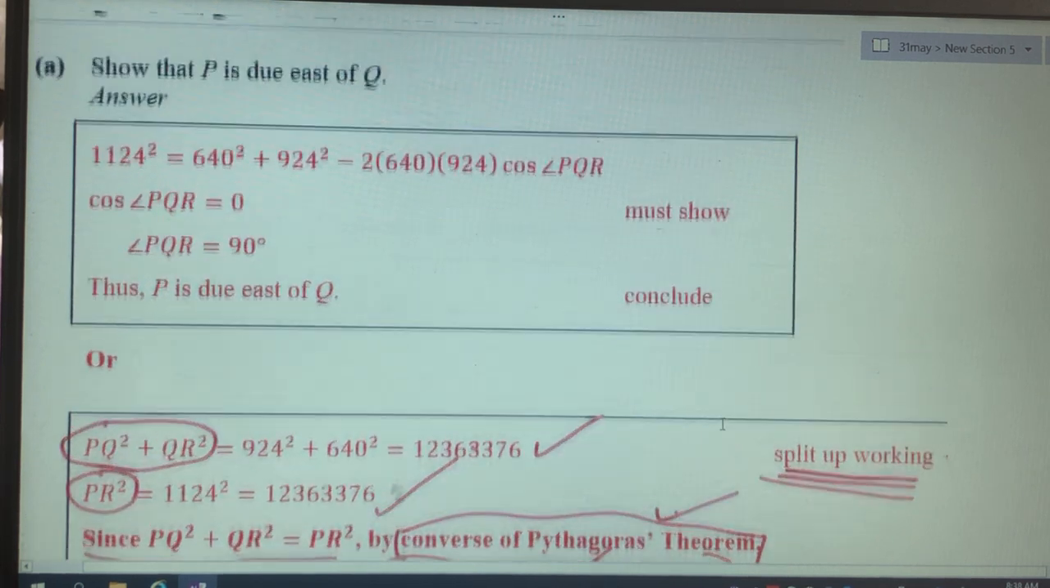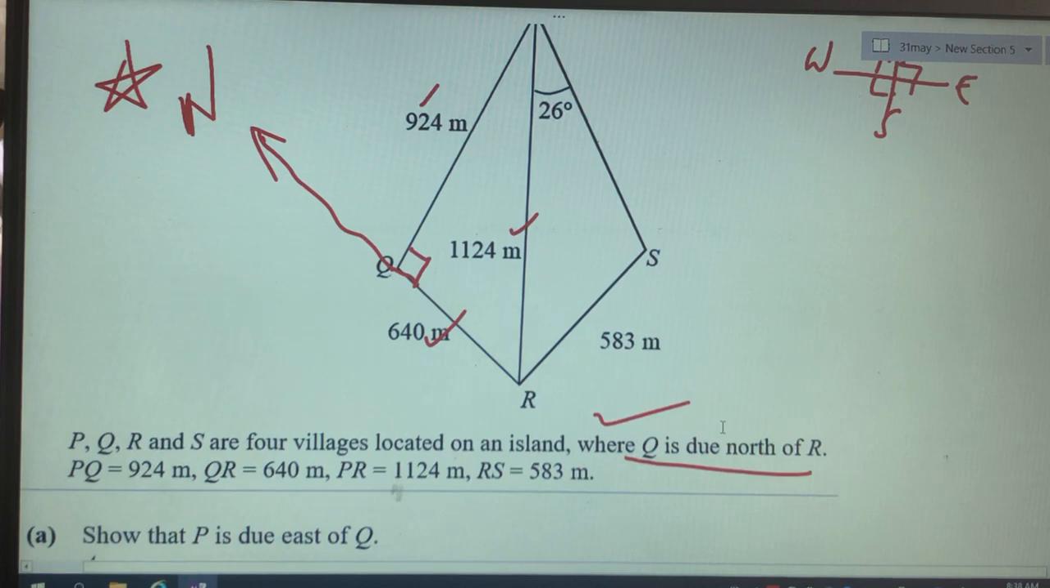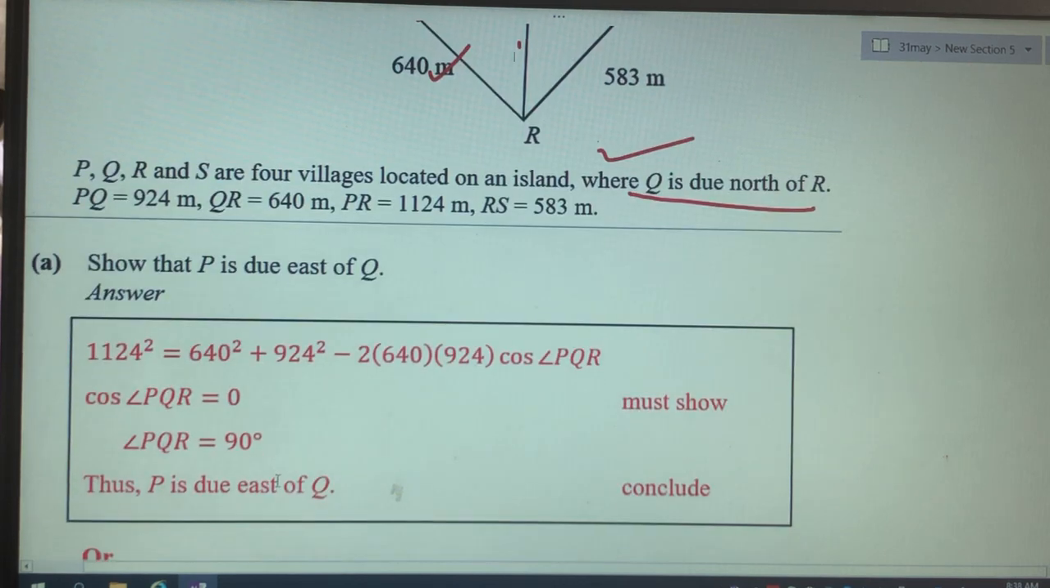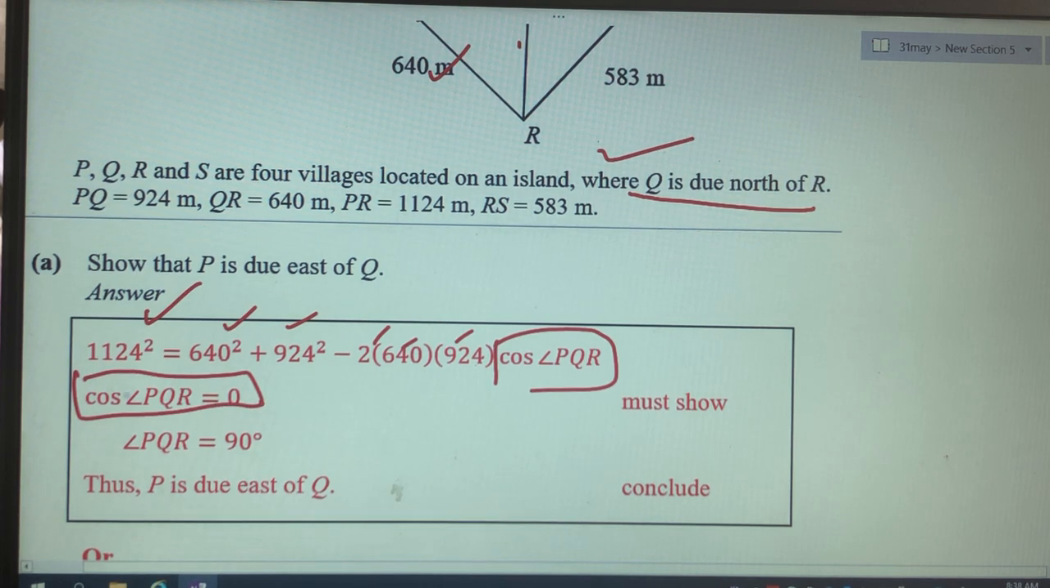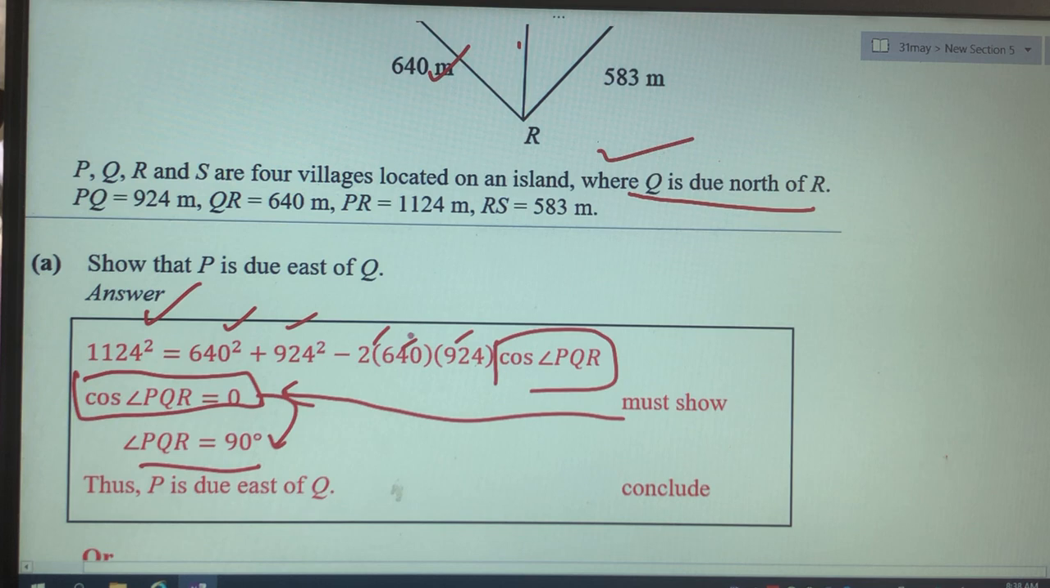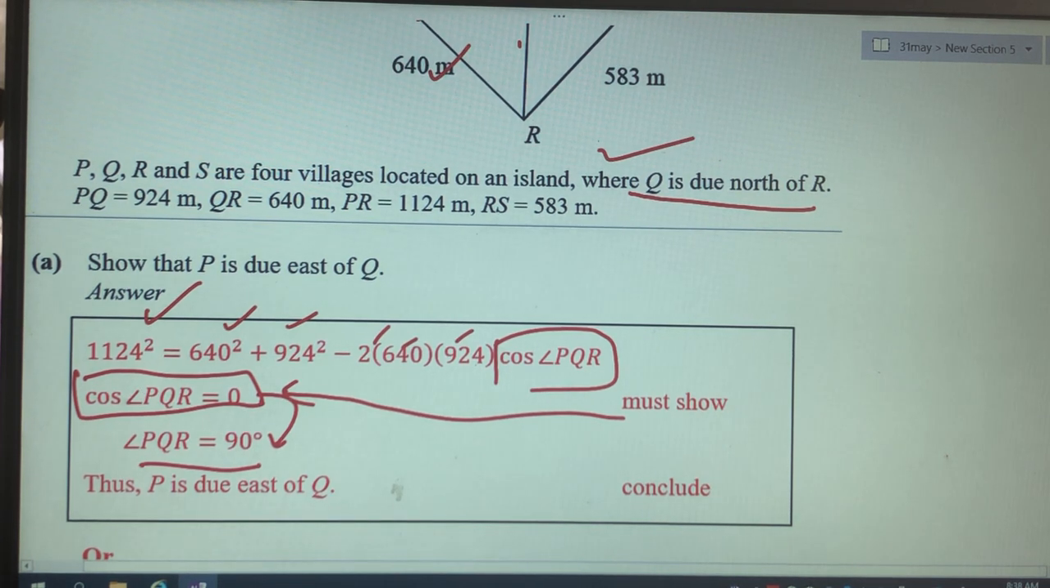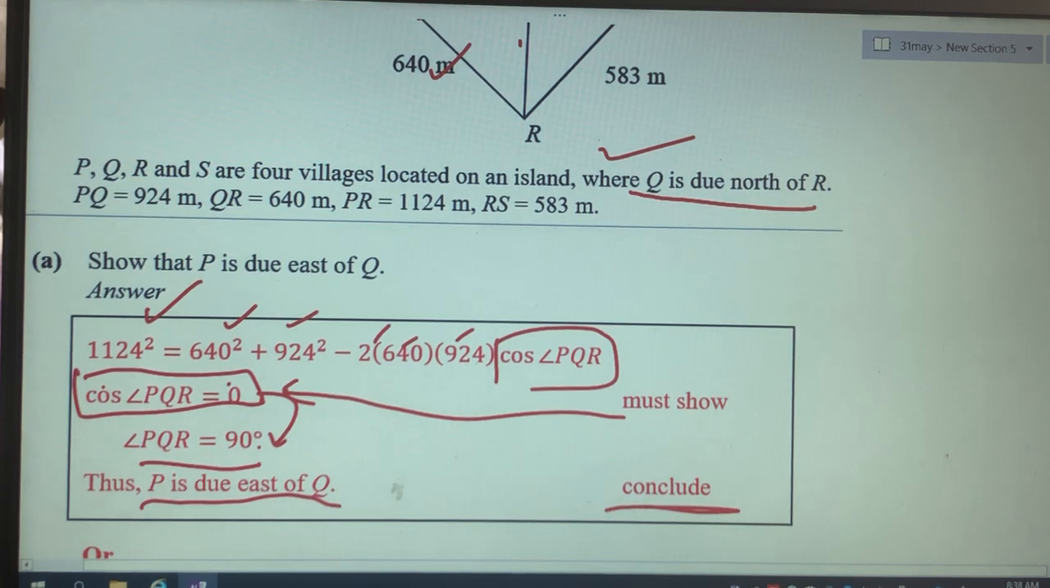The other method is to use the cosine rule. So this square equals to the two arms, then minus these two, then you make this a subject. And you must show that this one equals 0, then this equals 90. When you use cosine rule, you must show this. You know why? Because after that, you need to cos inverse and show this. If you don't show this, you will not get this mark here. After you have done that, then you have proven that P is due east of Q. You must make the concluding statement. Alright, that's all.